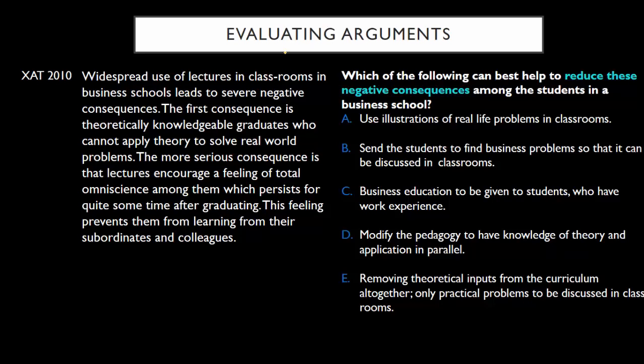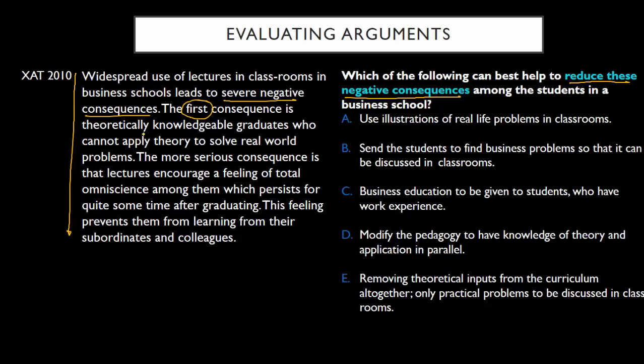Okay, here the question is asking, which of the following can best help to reduce the negative consequences among students in business school? So we have to reduce the negative consequences, and therefore we need to first understand what are those negative consequences mentioned in this particular passage. It says widespread use of lectures in classrooms in business schools lead to severe negative consequences. What are those? The first consequence is theoretically knowledgeable graduates who cannot apply theory to solve real world problems.